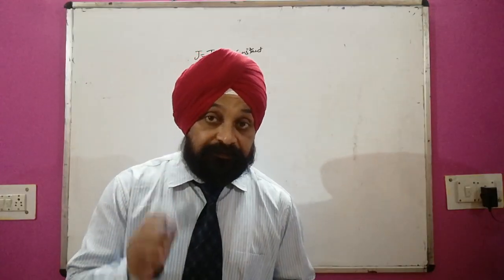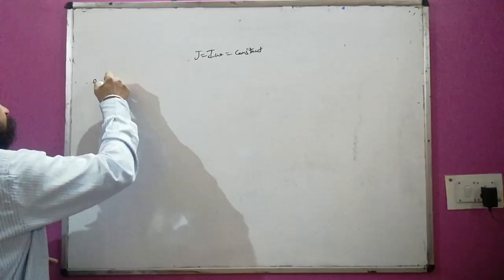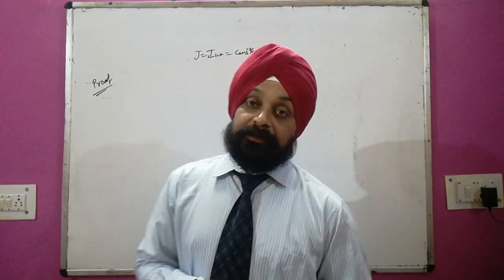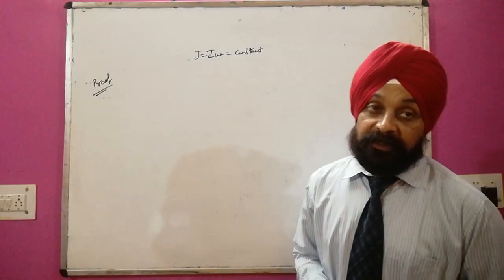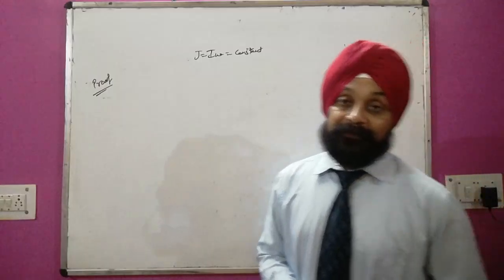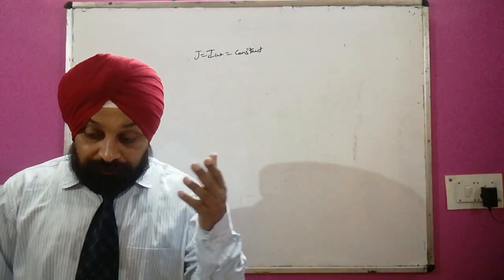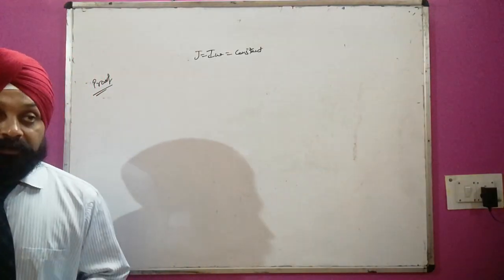Next, proof. We'll do the proof and we'll do the applications of the law of conservation of angular momentum as well. Now, how to prove it? We make use of the expression that we had derived just now. Tau equal to dJ by dt. Okay, please write.